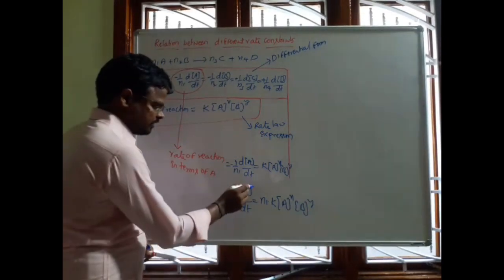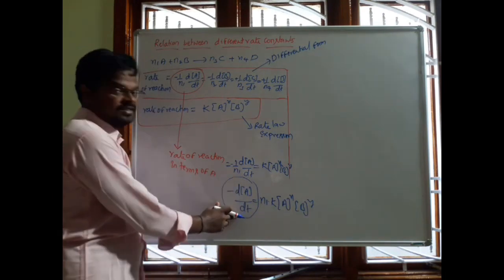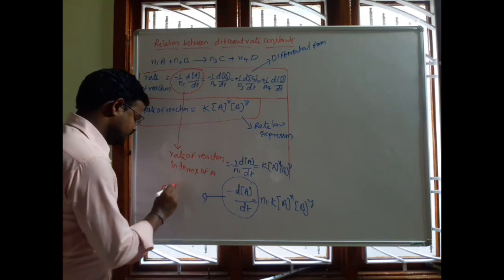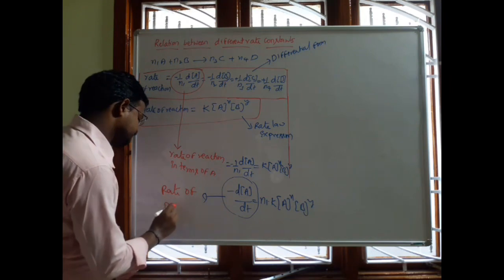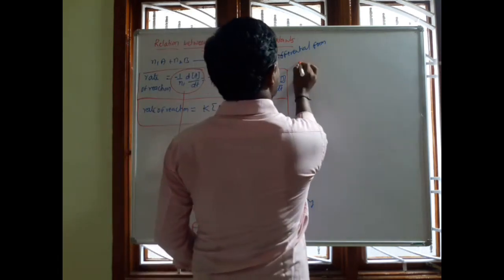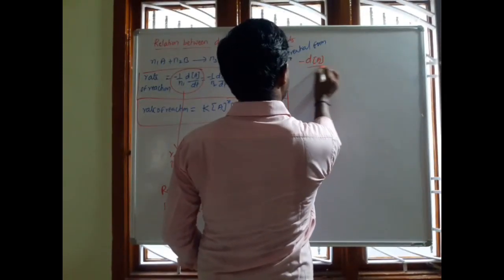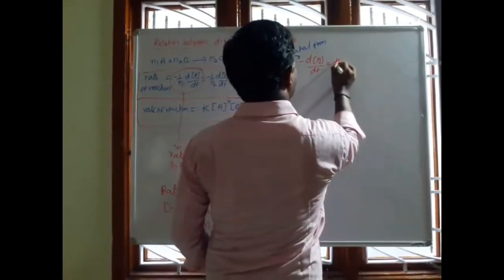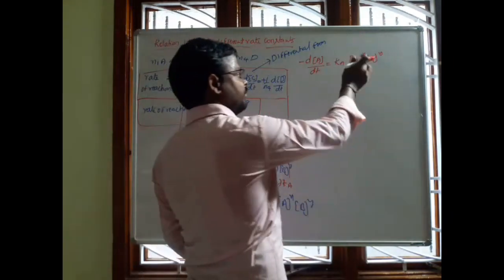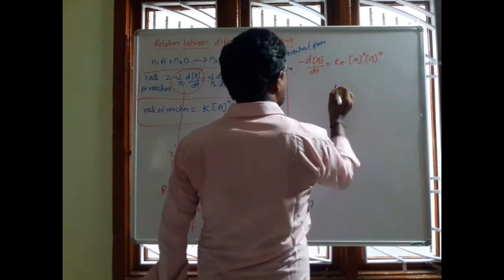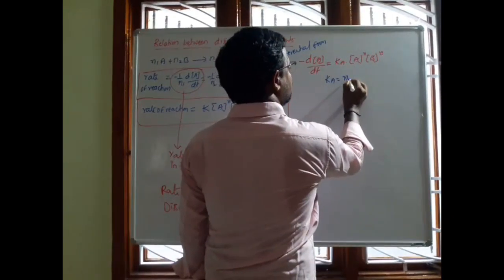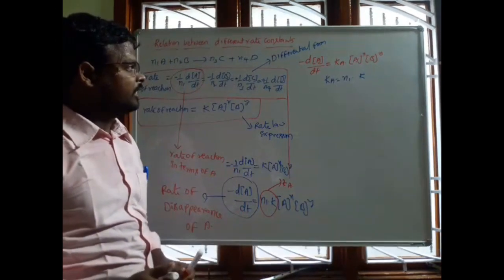Here, minus dA by dt is nothing but the rate of disappearance of A. Minus dA by dt equals Ka into concentration of A power x, concentration of B power y, where Ka equals N1 into K.